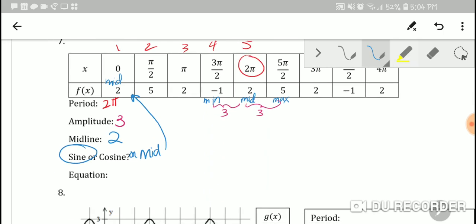All right, so your equation is going to be y equals your amplitude times sine. Your period isn't changed, it's the normal period, so it'll be 1 in front of the x plus your midline.